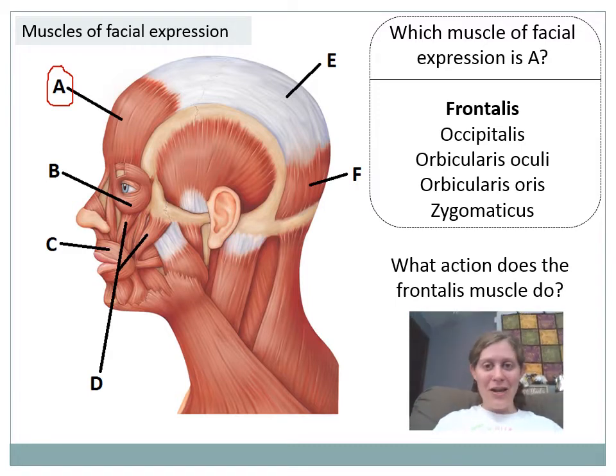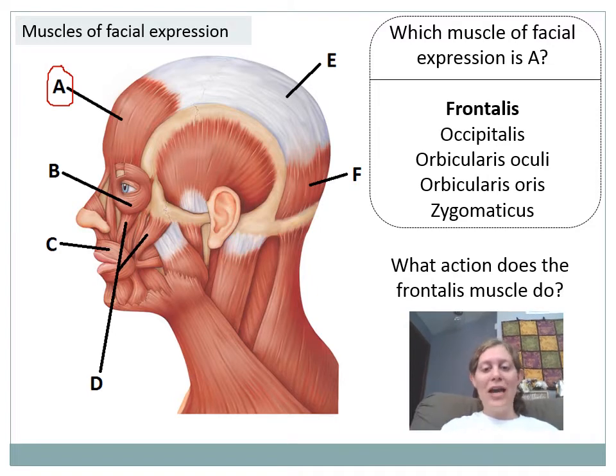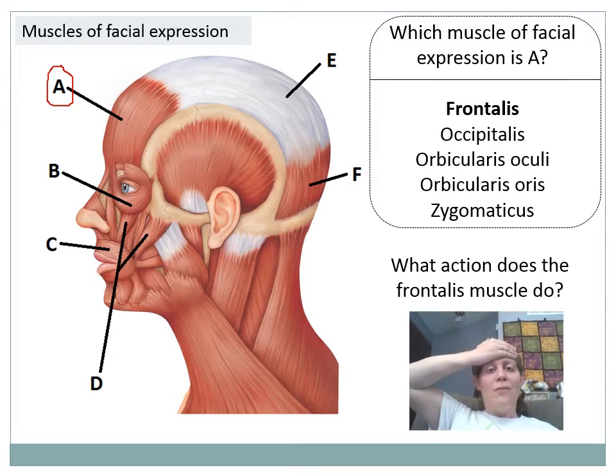All right. So I ask you, what action does the frontalis muscle do? The easiest way to figure out what a muscle does is to touch it. So what I want you to do, take your hand, put it right up on your frontalis, and make a whole bunch of facial expressions. I'll give you like 5 seconds. Go ahead and do that. I'm going to make a whole bunch of them myself as well.